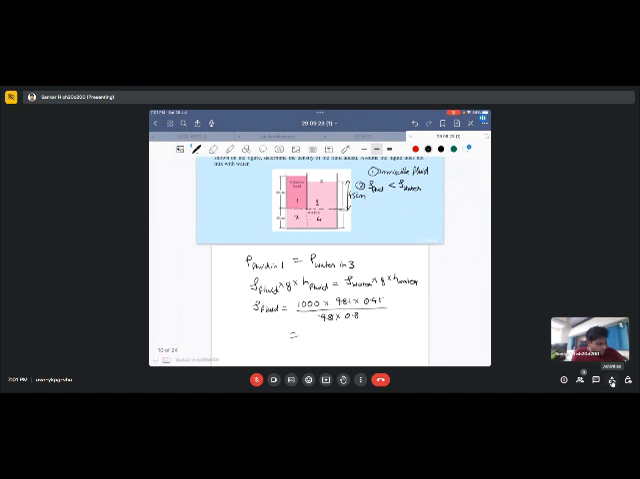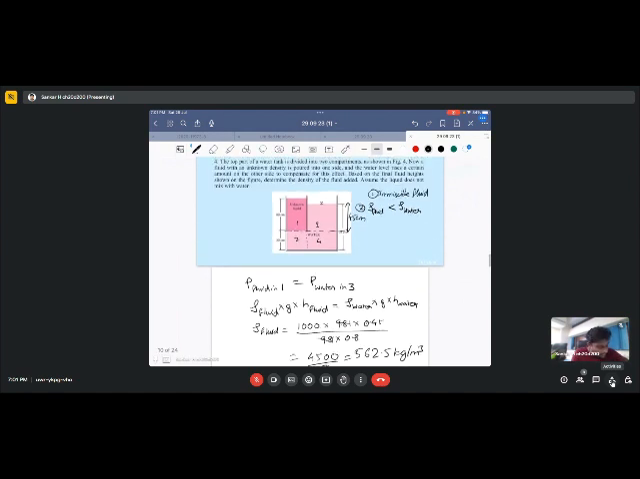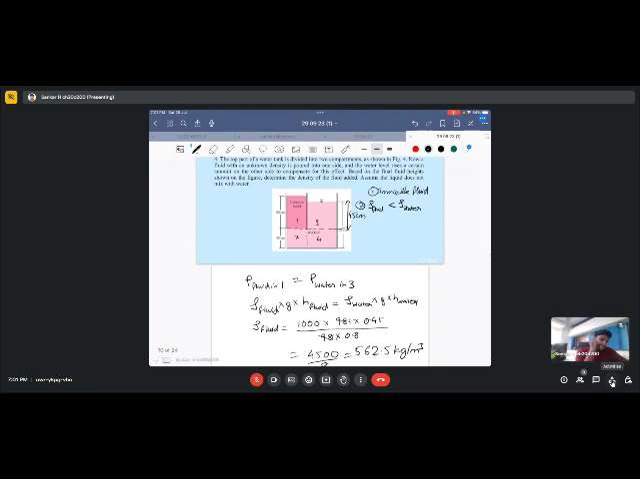Basically these two get cancelled, so we'll finally get 4500 by 8. And I think we'll get the value to be around 562.5 kilogram per meter cube.